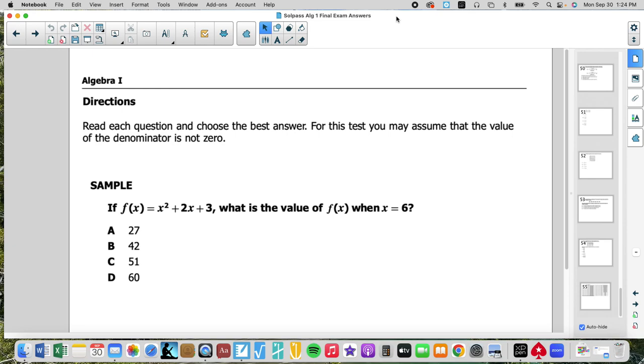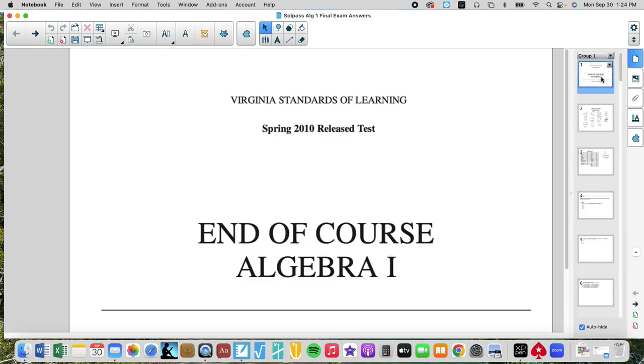This is SOLPass. I don't know where SOLPass is. It must be in Virginia because it says Virginia Standards of Learning. So this is a high school end of course Algebra 1 final exam. This is a phenomenal assessment. This is a really good read on whether you are ready to test out of Algebra 1.